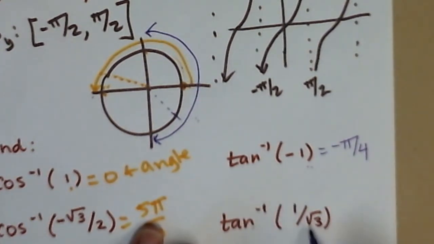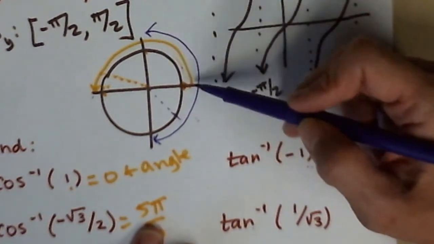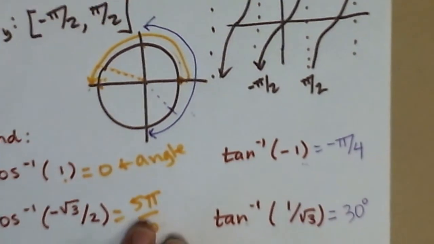And inverse tangent of 1 over root 3, so this one is positive, so I'm going to be in this upper chunk, 0 to pi halves, and 1 over root 3 corresponds to 30 degrees.